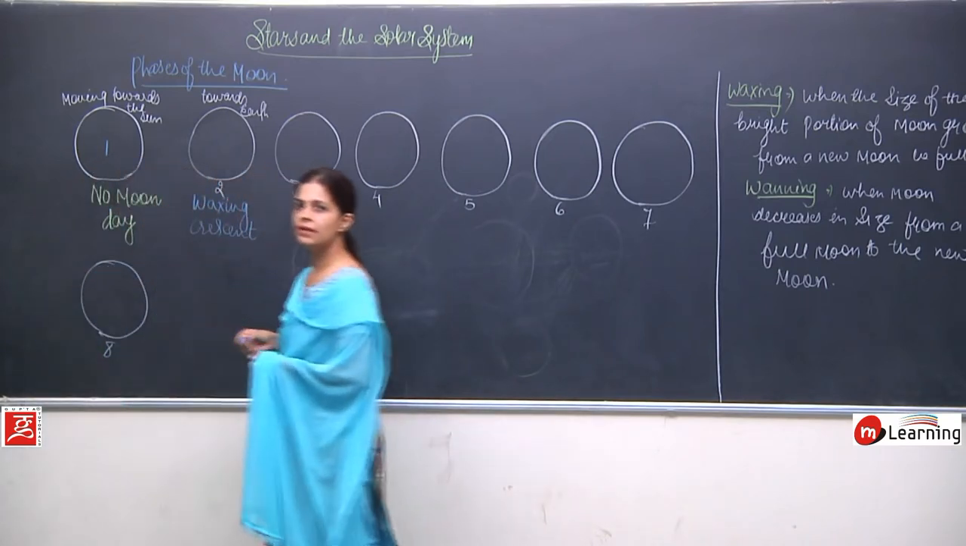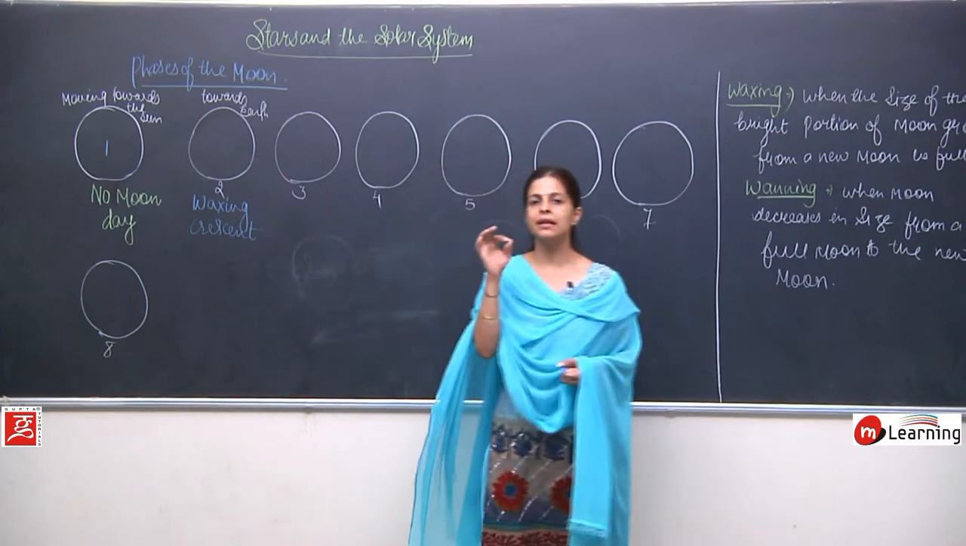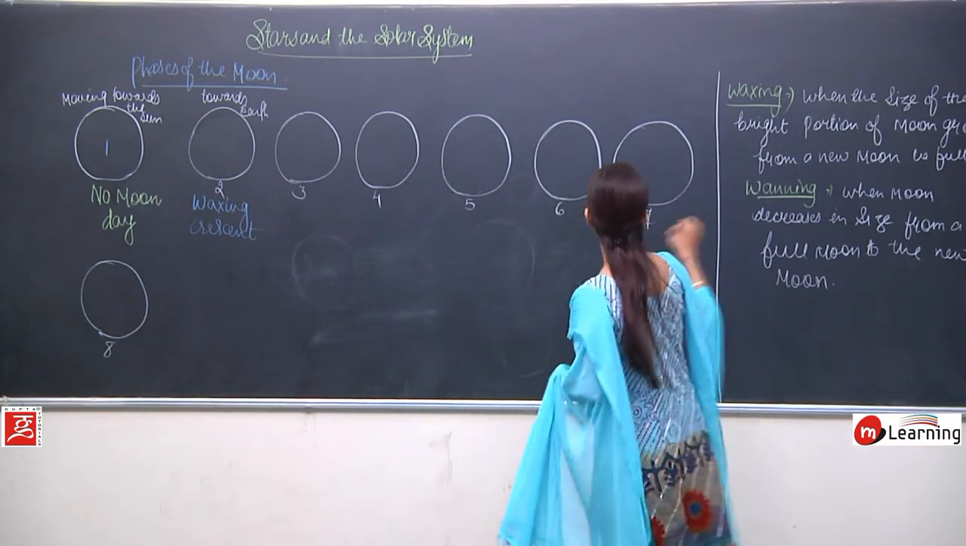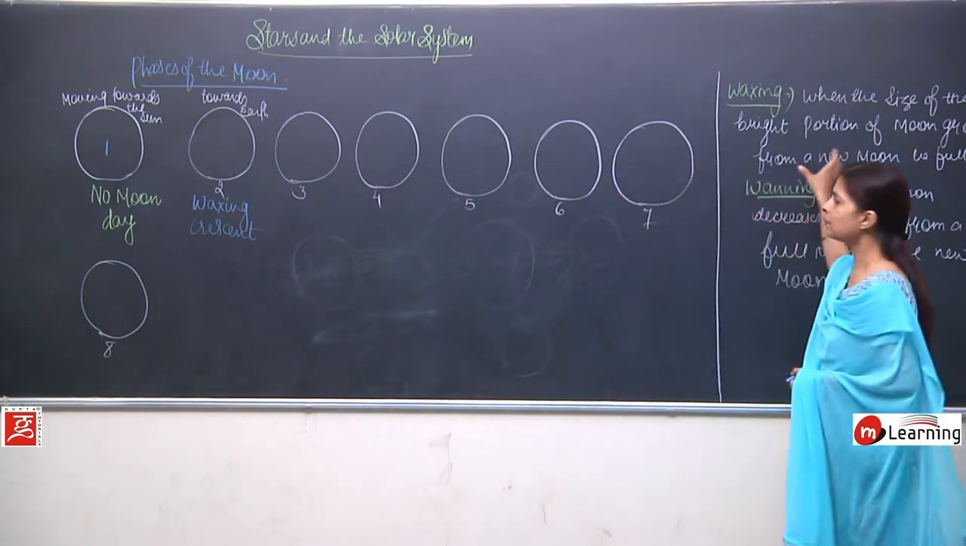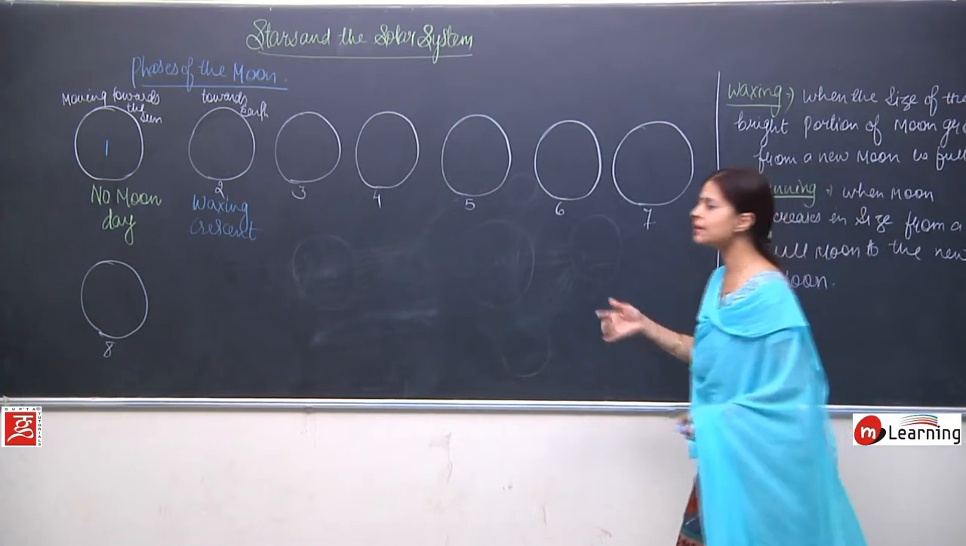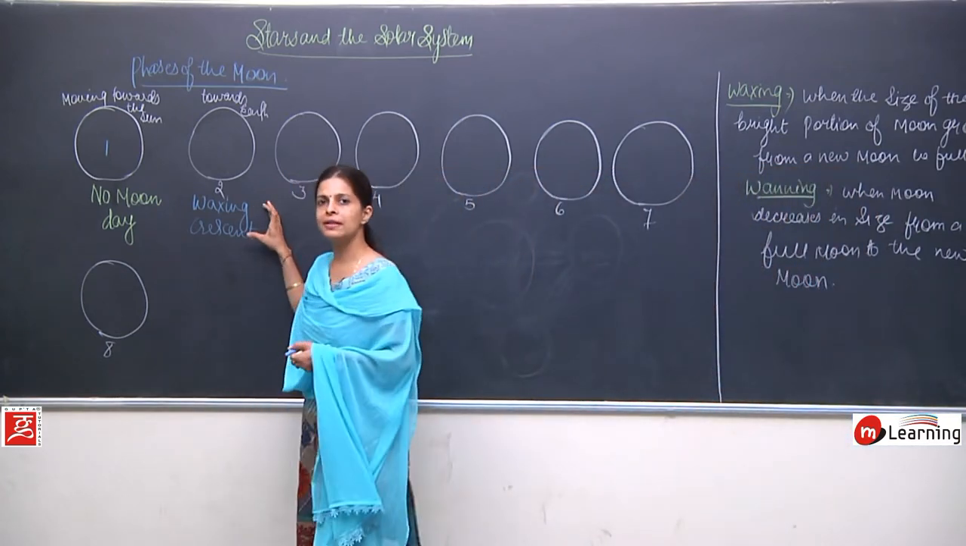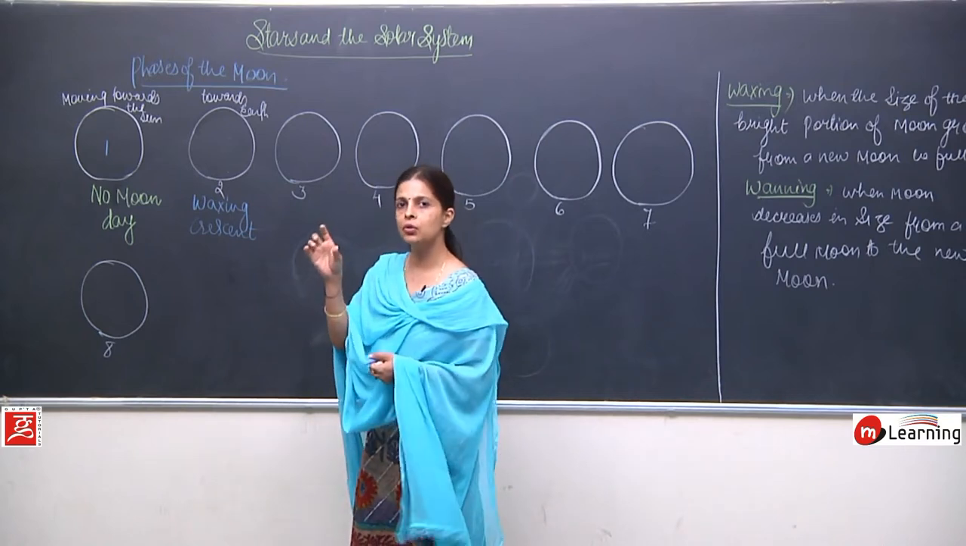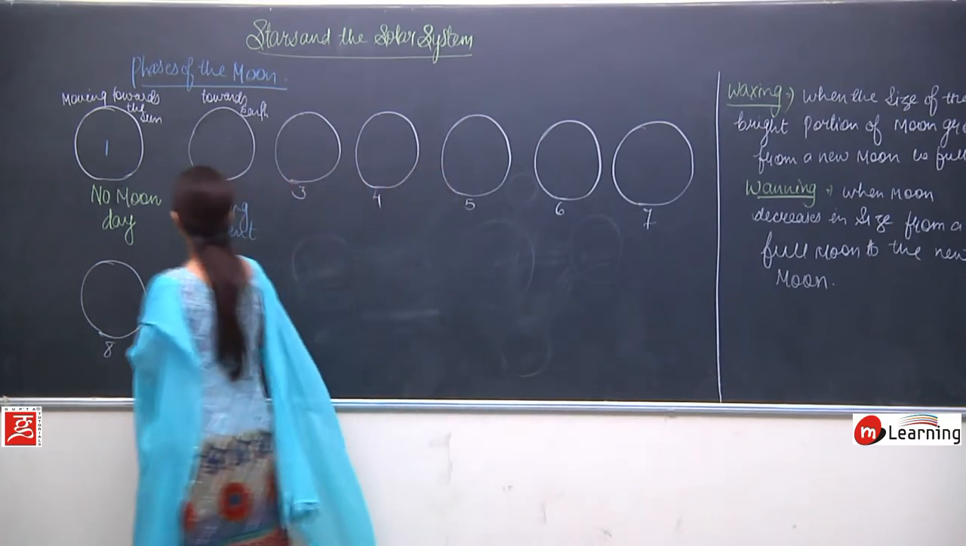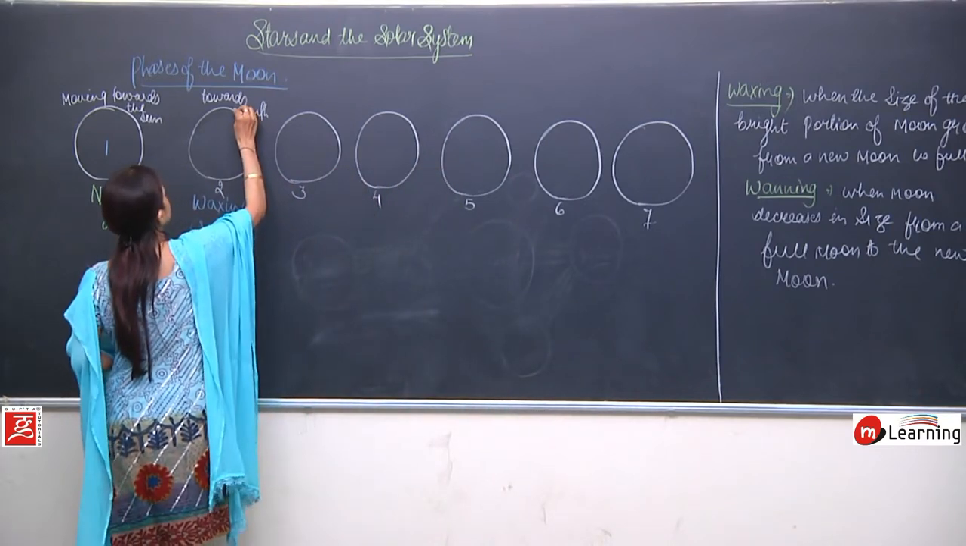Now, as we have discussed, waxing means what? To look bigger. That means the size is increasing, it's becoming bigger. And crescent, what is the meaning of crescent, children? Crescent means the two ends are tapering. I'll just show over here.